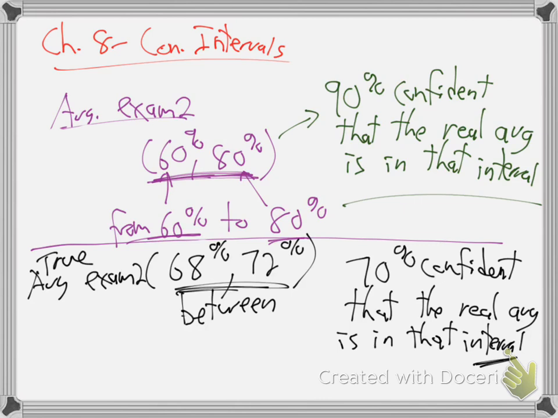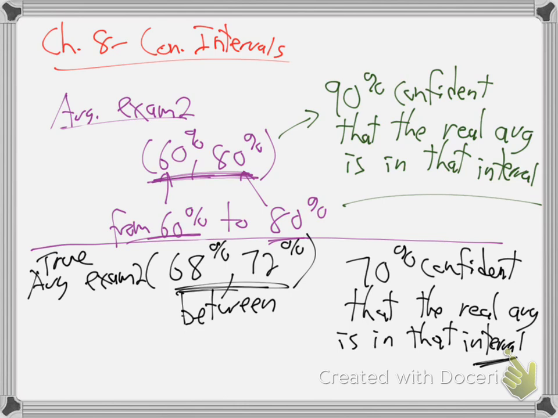So you get the idea, right? We're trying to make an interval, and we're stating with it how sure we are, how confident we are that the real average is somewhere in the interval. Now, we don't know the real average, do we? Not me included. None of us know the real average on exam number 2. But we're basically taking a guess. That's what a confidence interval is, right?